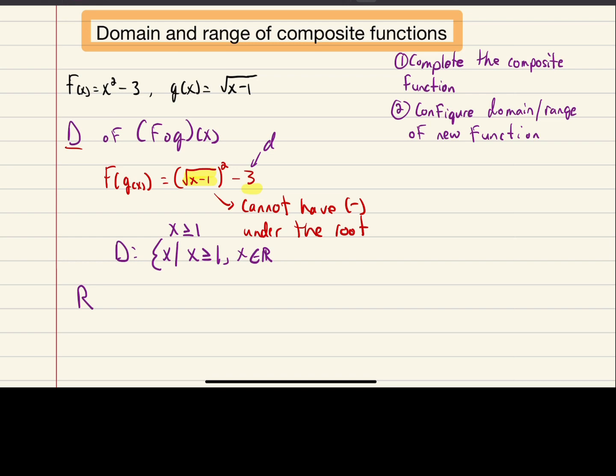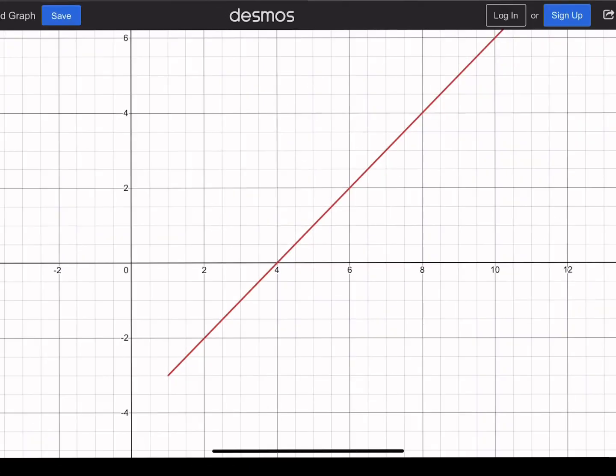And what this value does is it tells you its minimum vertical value, or where the graph will start vertically. So then what we could also say is the range is all y values such that y is greater than or equal to −3. And then y is all real numbers as well, because it can be anything greater than −3.